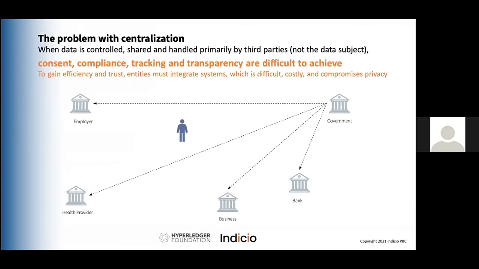So when we look at the centralized model, it kind of looks like this, where let's say a government might give you a traditional kind of ID, such as a driver's license. And often the digital versions of those sorts of things are shared between entities and outside of your control.